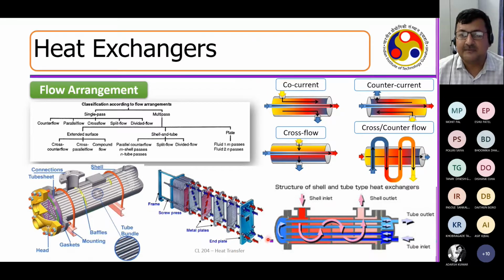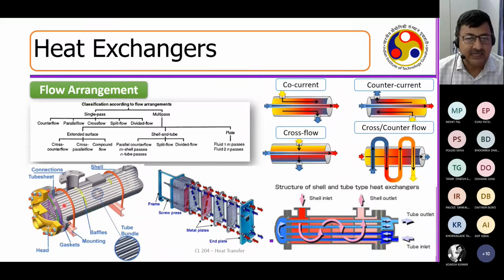Now, as we were discussing, when both the fluids are moving in the same direction, it is called co-current. Here, you may see the hot fluid is going in this direction and the cold fluid in the opposite direction. This is called counter current. When one fluid is going in this direction and the other in that direction, that is called cross flow. And when the fluid is going like this and the other like that, this is called cross counter flow. So different types of flow arrangements are possible in different types of heat exchangers.